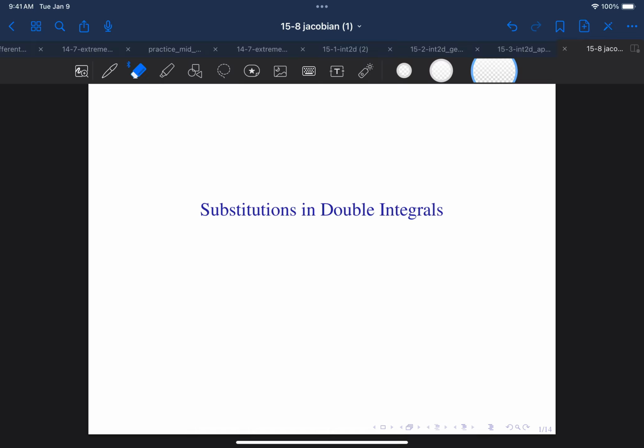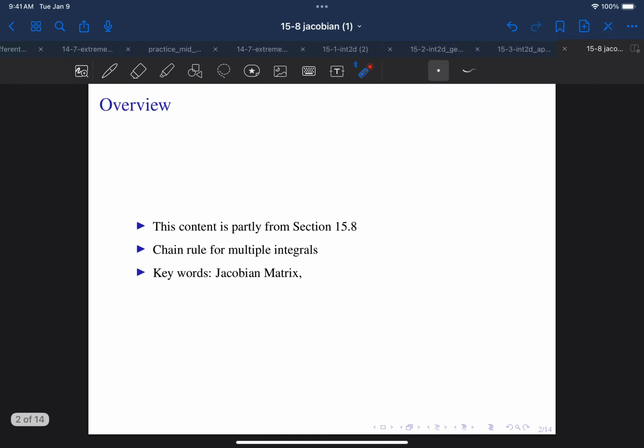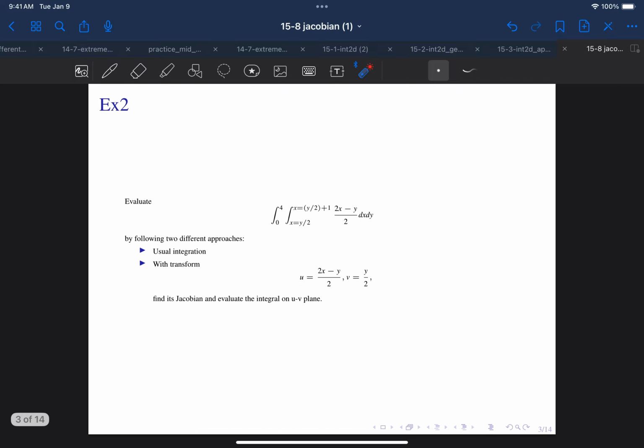Hello everybody. In this video, we're going to talk about substitutions in double integrals. This is from section 15.8. The keyword we're going to introduce is the Jacobian matrix, which gives the factor we need to multiply when we need the chain rule or substitution rule for multiple integrals.